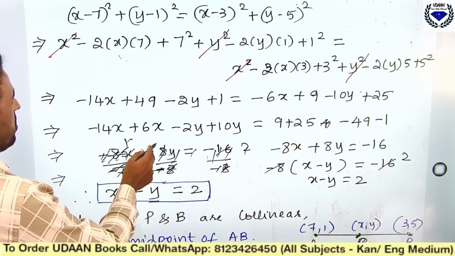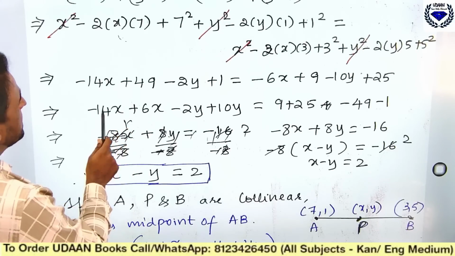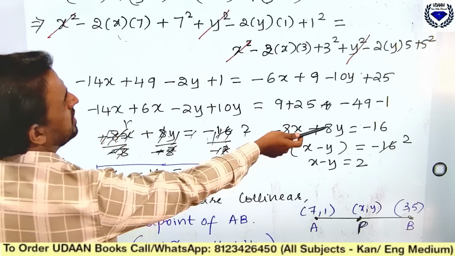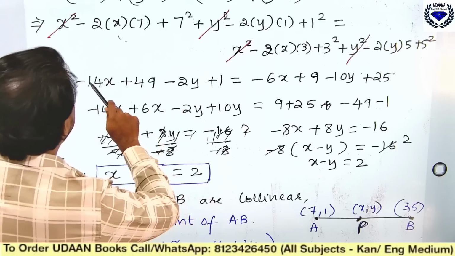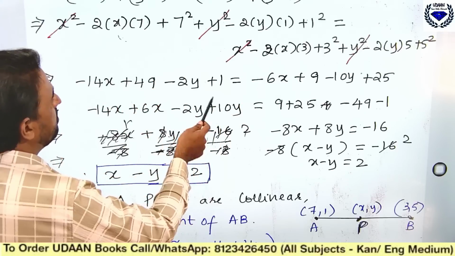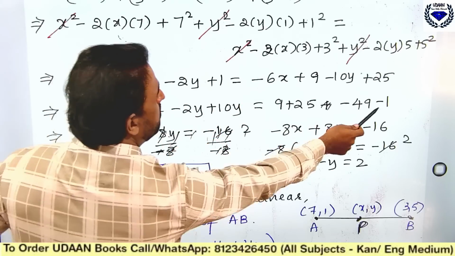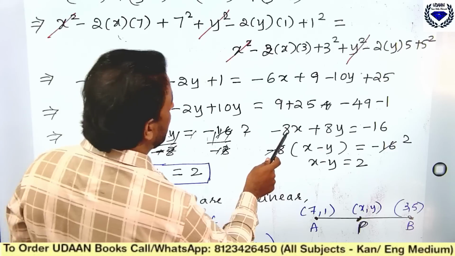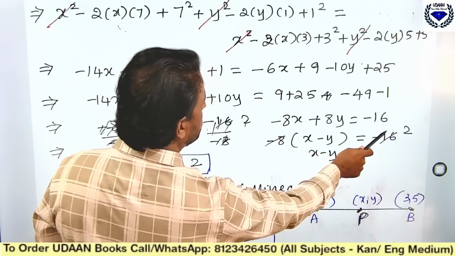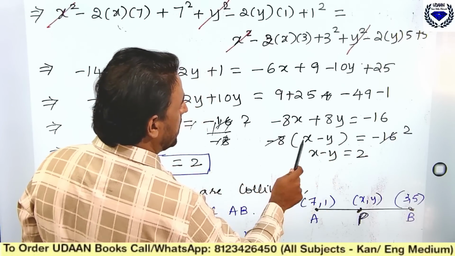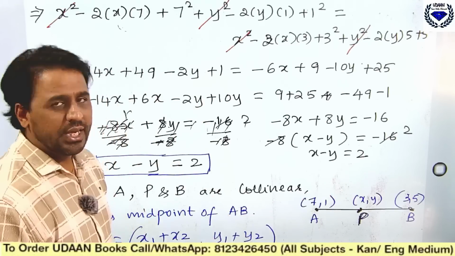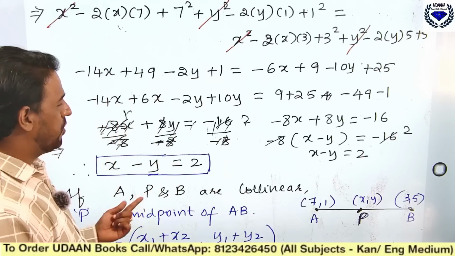Take the letters on one side. See, minus 14x is here, so you take minus 14 plus 6, which will become minus 8x, and minus 2y plus 10y becomes plus 8y. Numbers on one side, so what you get here is minus 8x plus 8y equal to 16. Minus 8 is common. x minus y, you will get what? 2. I hope you got how to solve it.